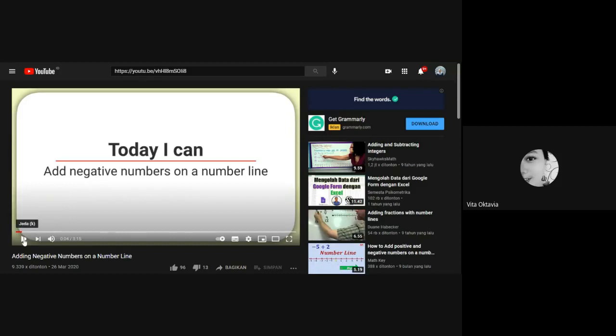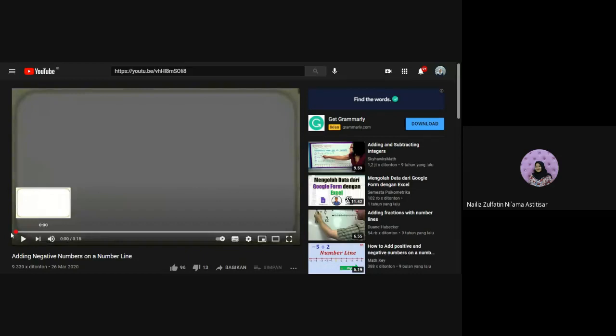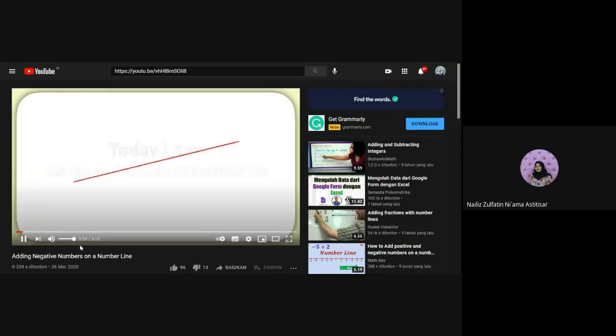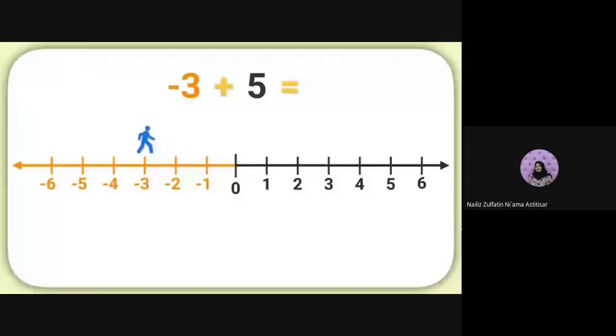Yes, ma'am. Let's say we wanted to add negative 3 plus 5. We'll start at negative 3, and we'll draw a person right there. Now, because we are adding, this person is facing forward on the number line. To add 5, that person will walk forward 1 space, 2 spaces, 3 spaces, 4 spaces, 5 spaces. Now we can see the person is at 2. So negative 3 plus 5 is 2.